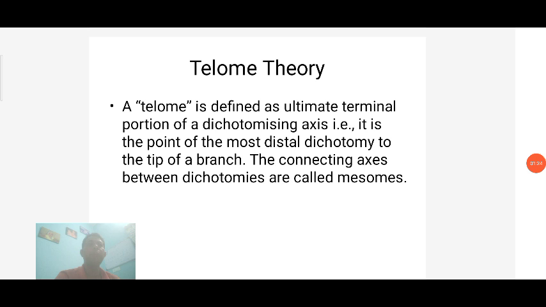If the ultimate branch is terminated by a sporangium, then it is called a fertile telome, whereas those terminal branches without sporangia are called sterile telomes. So these are the two types of telome. Most importantly, the fertile telome leads to the formation of a reproductive structure, and the non-fertile structure or sterile telome is the one where no sporangia are produced.